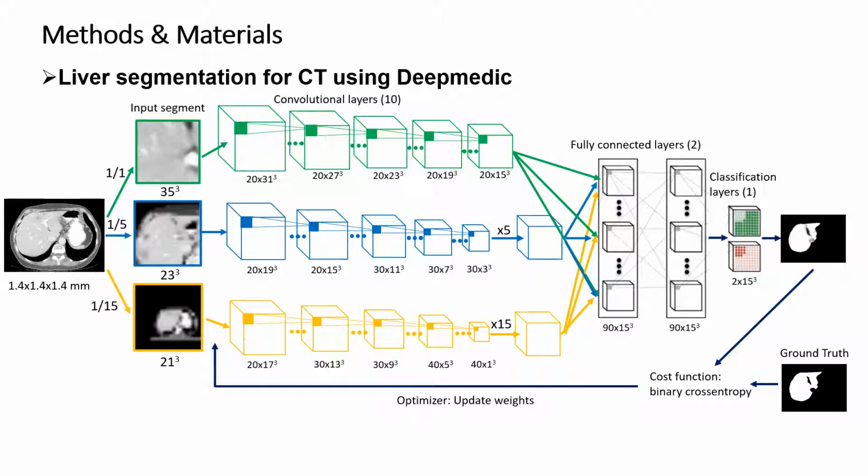Then through fully connected layers, we combine these features together, and then through the classification layers, we output a probability map where each voxel represents the probability of that voxel belonging to liver or non-liver. Then through the cost function, here we use binary cross entropy, we compare the similarity between the ground truth and the probability map. And then we use an optimizer to update the weights so that we can minimize the cost function. Through many iterations, we stop when the binary cross entropy value is small enough.